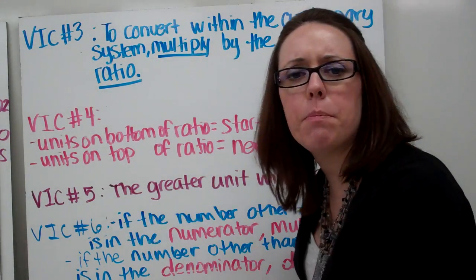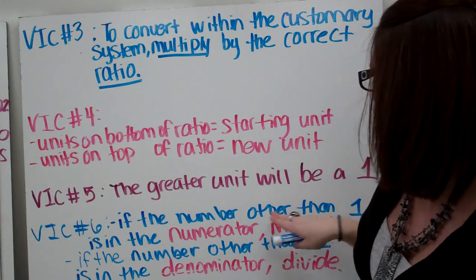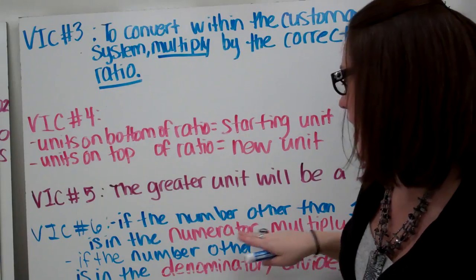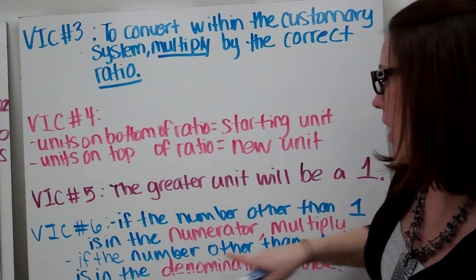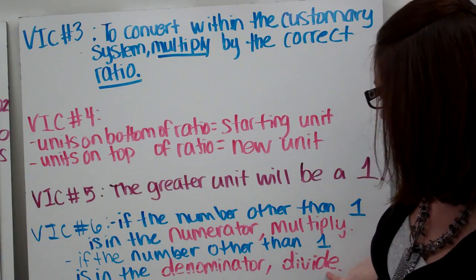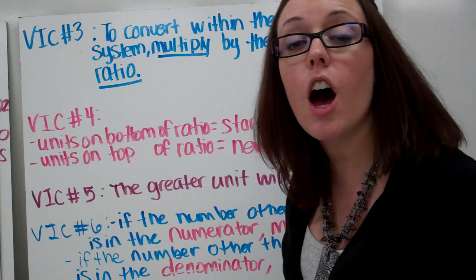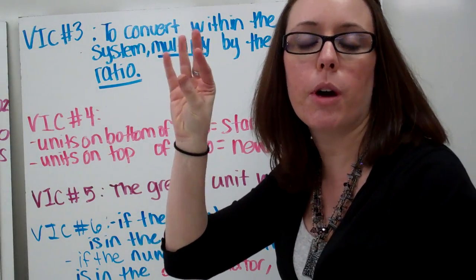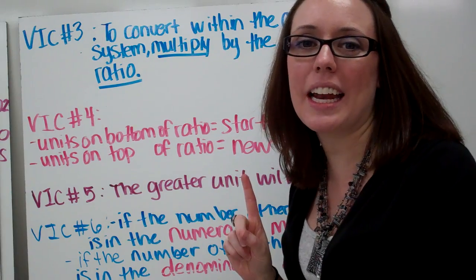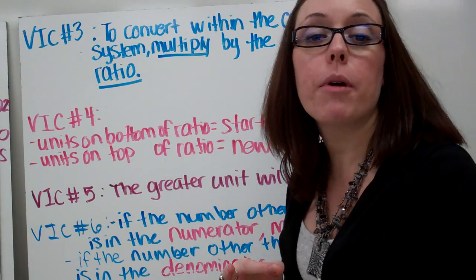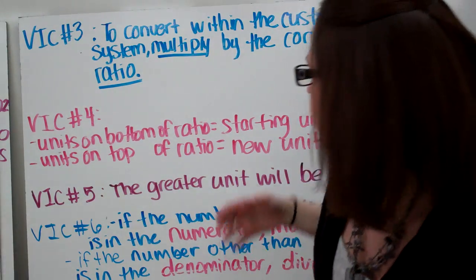Big number 6, and I hope you can see this. If not, just listen and you can copy it down. If the number other than 1 is in the numerator, you're going to multiply. If the number other than 1 is in the denominator, you divide. So in your ratio, you're going to have a 1 and then another number. If the other number is on top, you multiply. Sorry, the bell, and another one will ring again in 3 minutes. If the number other than 1 in your ratio is on the bottom, you're actually going to divide.